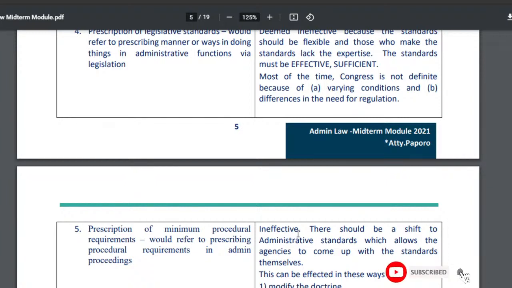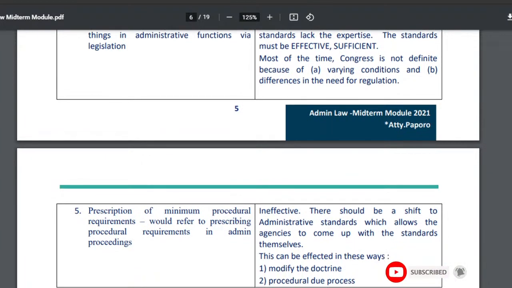So that would be ineffective because there must be a shift to administrative standards. So what can be done here if the Congress, for example, would insist on changing the minimum procedural requirements in administrative proceedings, instead of 7, they would make it 4 only? So there must be a modification. They should modify the doctrine because the doctrine is laid down in jurisprudence. Tibay versus CIR. So they would change that.